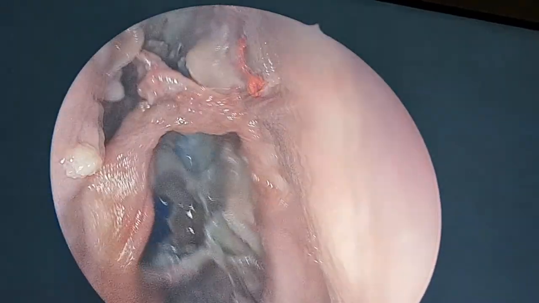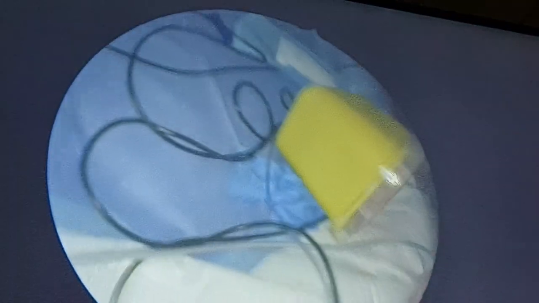So, Shiva first, I'll get it. Sorry, Hitesh. Yes, a fungus.